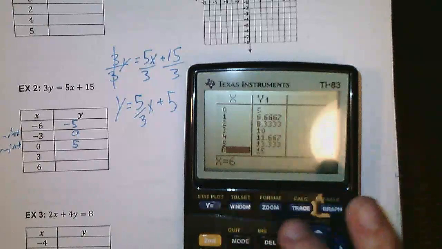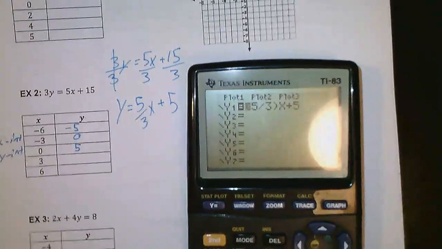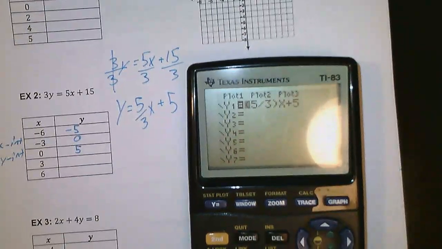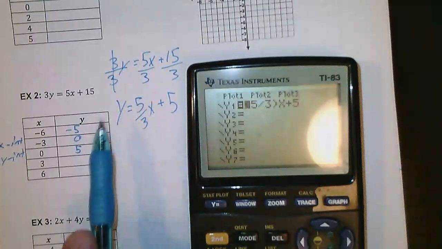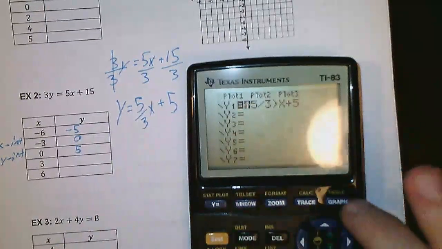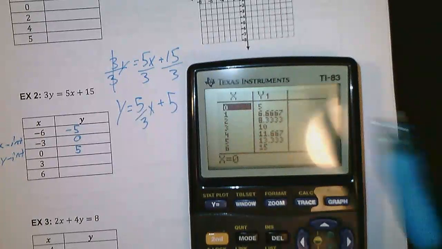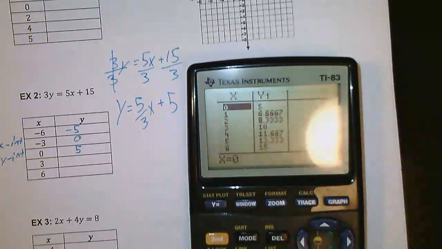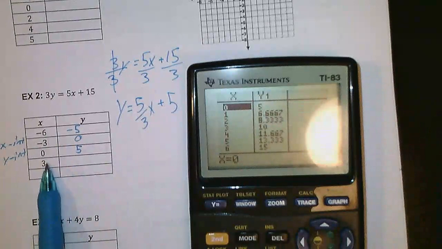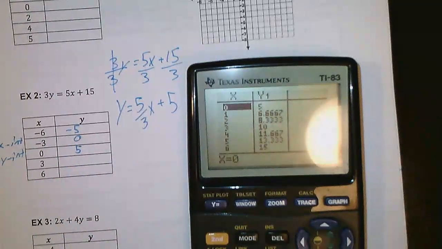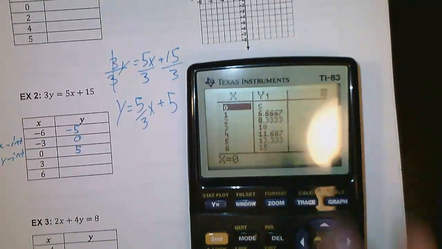So that's tables. Honestly, you can just use the calculator, type in your equation. Once it is solved for y, hit second graph to find the table, and just move the x. Move your cursor up and down the x column to find the values that you want. Alrighty.